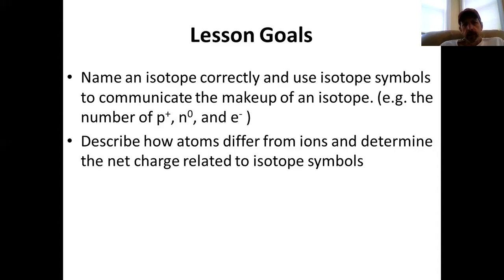The second thing we want to take a look at today is how atoms would be different than ions and how symbols would communicate whether or not something is either an atom or an ion. Specifically, we look at this idea of whether or not it has a net charge. So let's get right underway with the lesson.